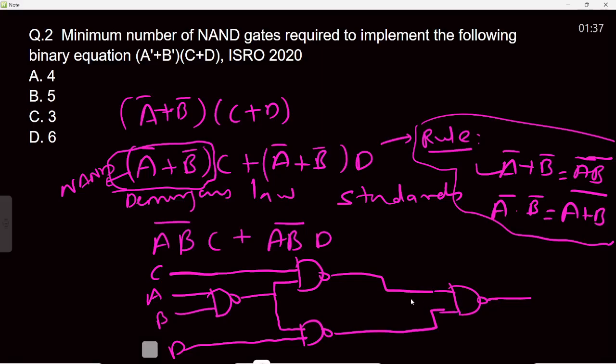So now we will count the NAND gates. So this is number 1, 1, 2, 3 and 4. So the total minimum NAND gates required is 4. 4 is the correct answer. Right, the answer is 4.